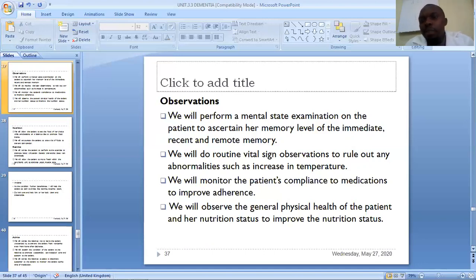We'll monitor the patient's compliance to medication to improve their adherence. Yes, of course, because they'll be taking medication for some time. So monitoring the patient's compliance to medication is very vital in this case. We'll observe the general physical health of the patient and her nutritional status to improve the nutritional status of the patient. Observe the feeding pattern of the patient and ensure at least there is food intake to avoid the patient losing weight.